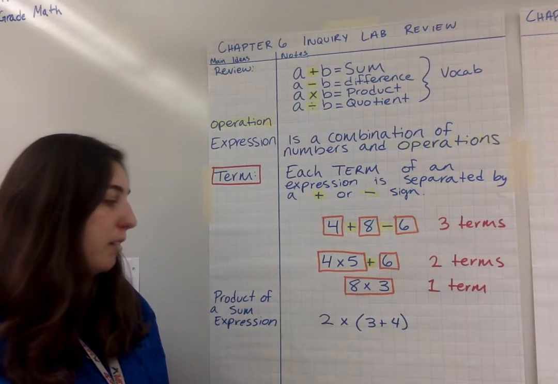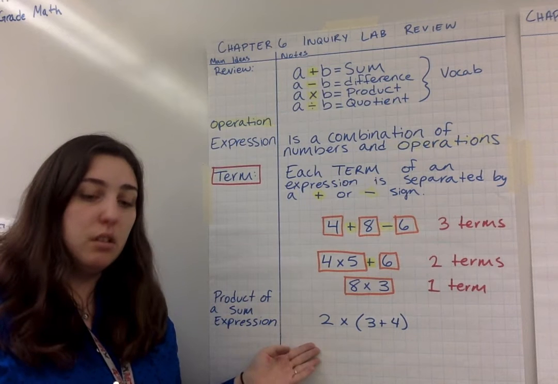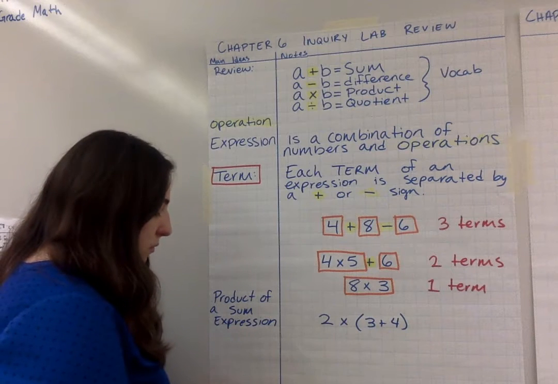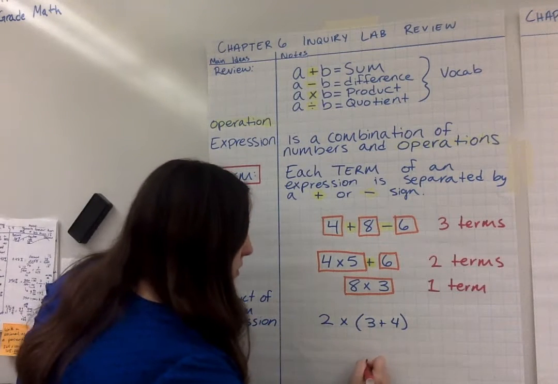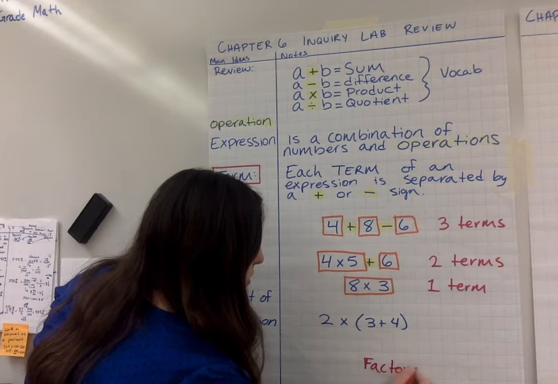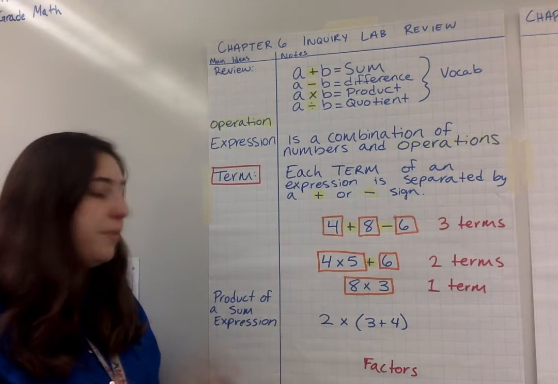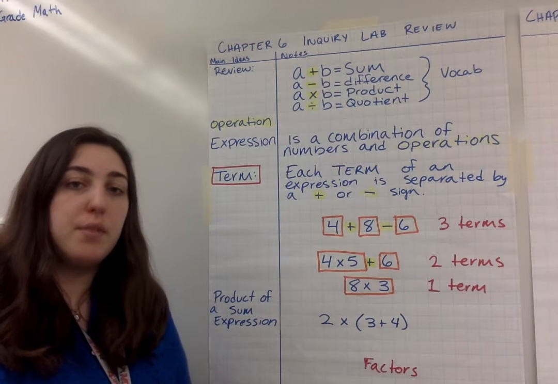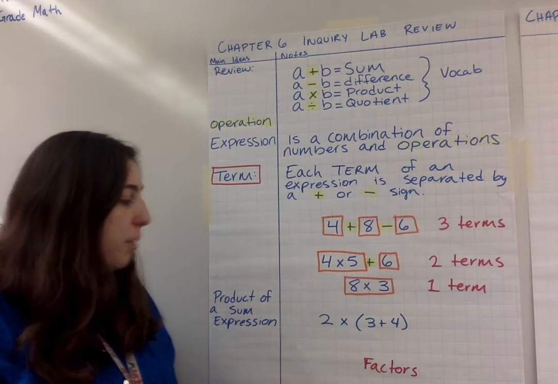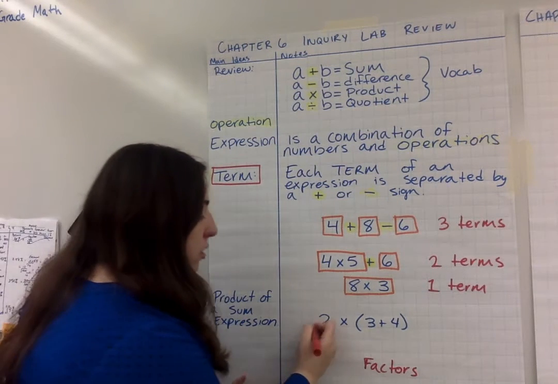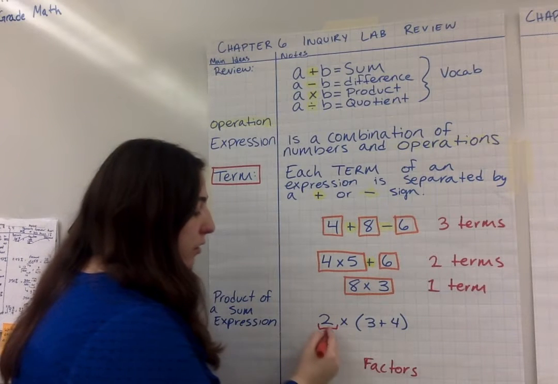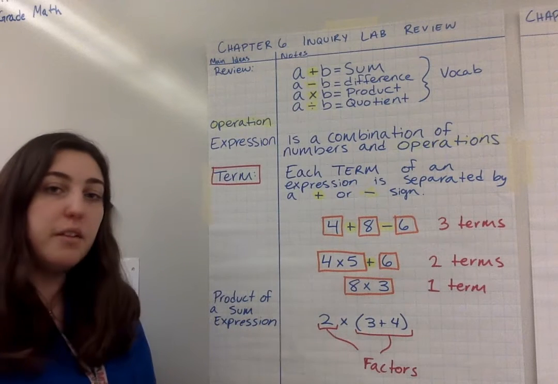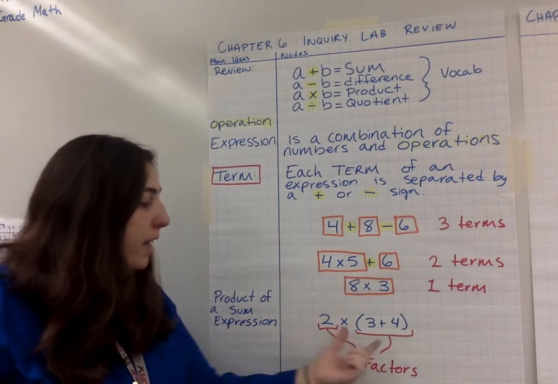Now, you may be asked in this chapter, what are the factors? You were asked in the inquiry lab. So the factors, just to refresh our memories, is what you multiply to get your product. A factor times a factor equals a product. It's things that you multiply. So 2 would be one factor, and 3 plus 4 would be our other factor. So this is a factor and this is a factor.